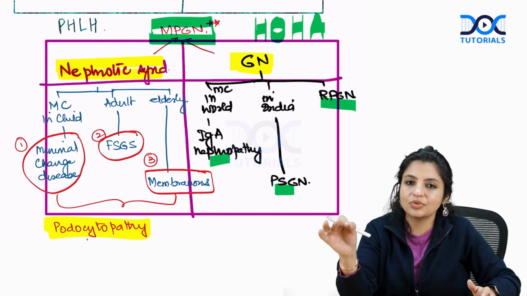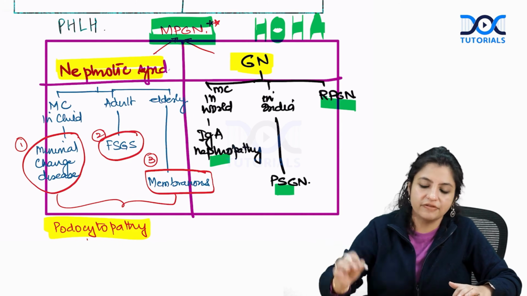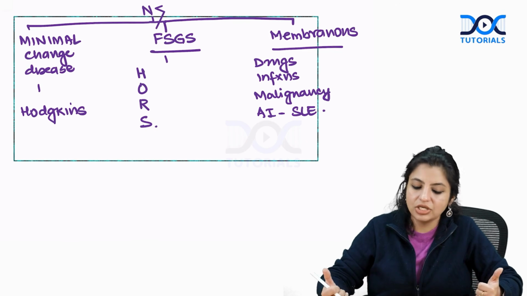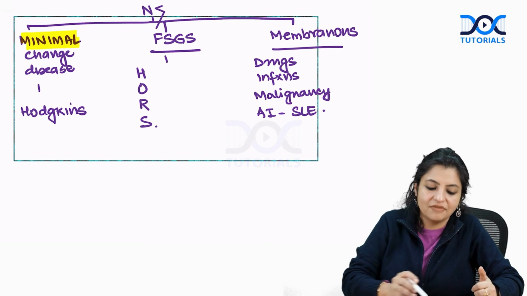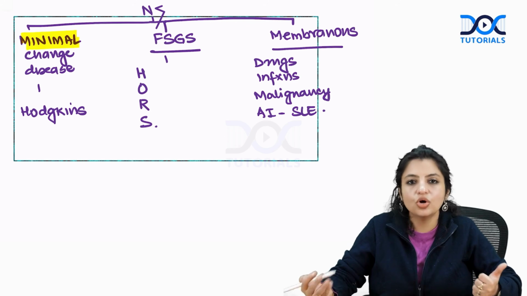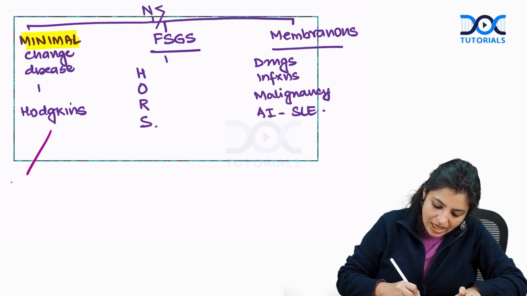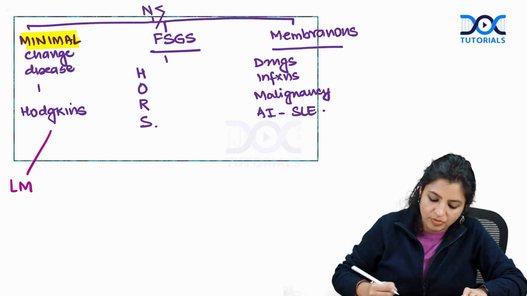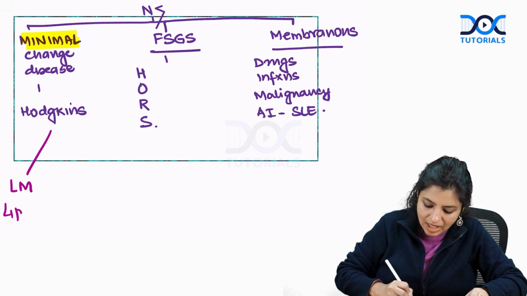Now first, let's start with nephrotic syndrome. We know the 3 important causes: minimal change disease, FSGS and membranous. Minimal change disease, the name itself says it, so you don't see any finding on light microscopy. The only thing is that the PCT cells are filled with lipids, so this is also called lipoid nephrosis.